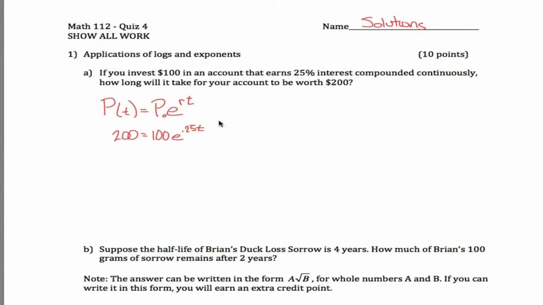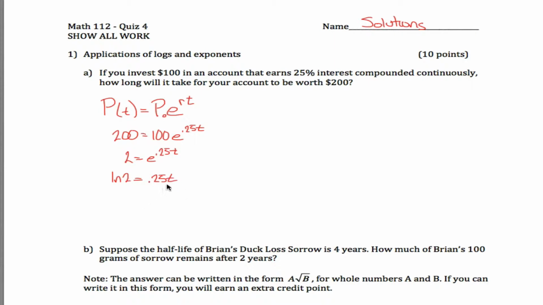Okay, if you're going to try to solve this, you got to get t by itself. It's up in the exponent. It's a little bit difficult. We can take the log of both sides, but before you do that, it would be beneficial to divide both sides by 100. And the reason that's beneficial, 0.25t, I'll just leave it like that, is that now when you take the natural log of both sides, the natural log of e raised up to the 0.25t is just 0.25t.